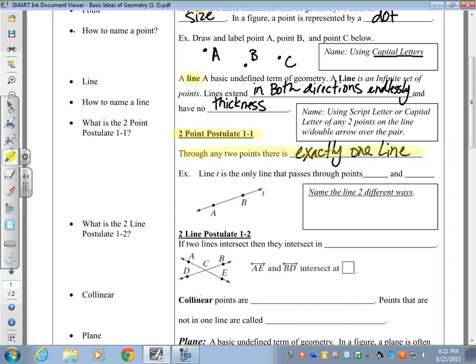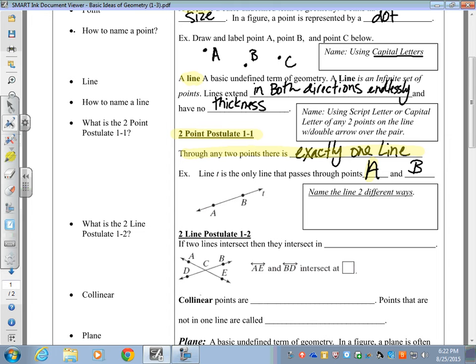Now, your example that you have on your notes is line T is the only line that passes through points blank and blank. So if you look at the diagram that you have, which points are on the line? We have points A and B. Okay, now let's get into the labeling because that's what's really important for this postulate.